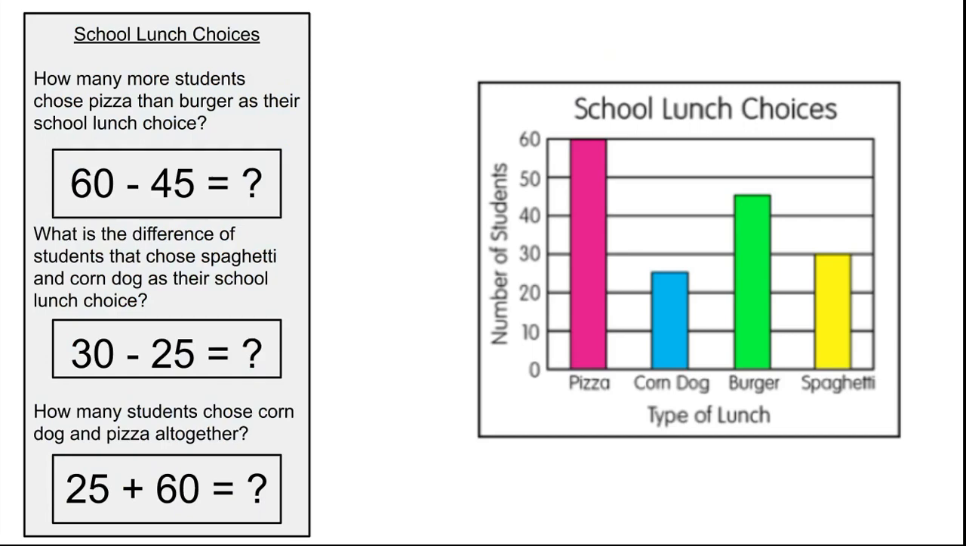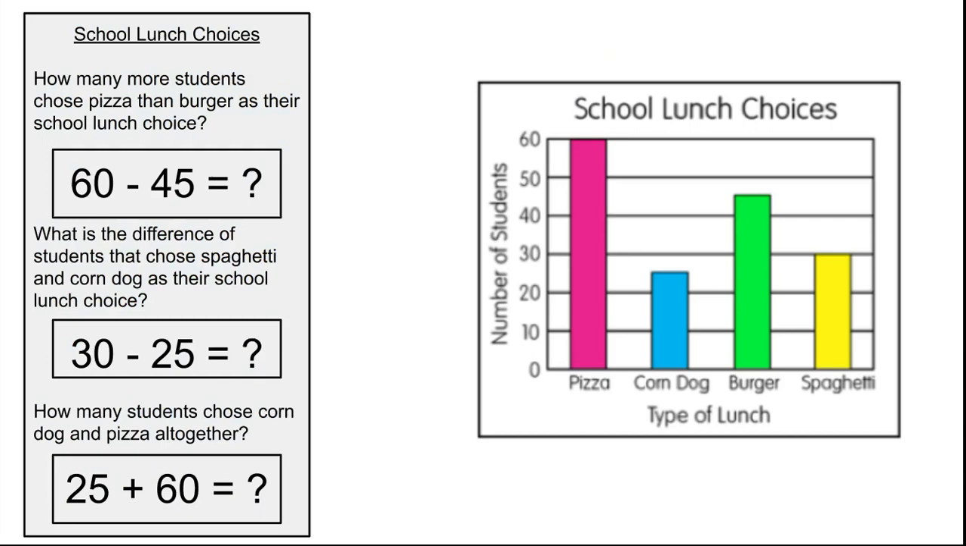What is the difference of students that chose spaghetti and corn dog as their school lunch choice? 30 students chose spaghetti and 25 students chose corn dog. So we need to subtract. 30 minus 25 equals 5. The difference of students that chose spaghetti and corn dog is 5.